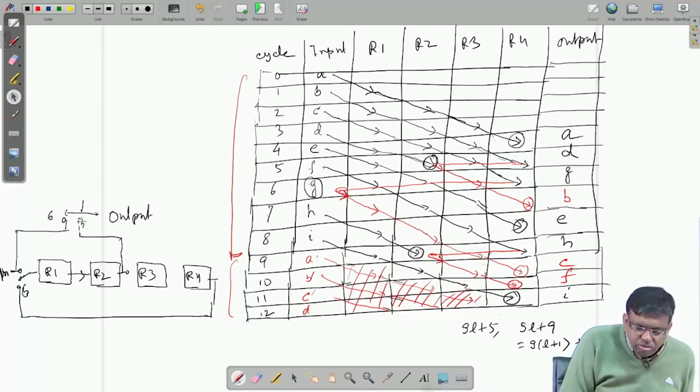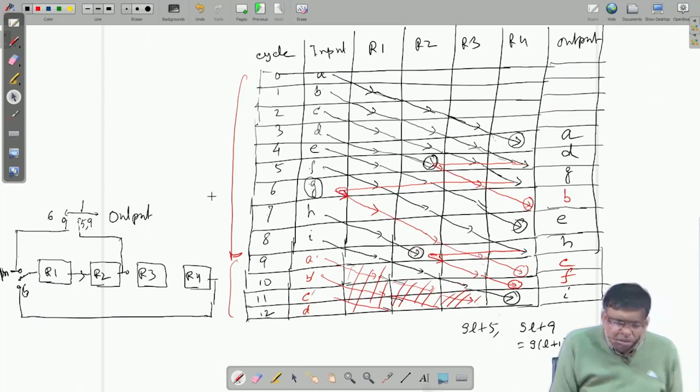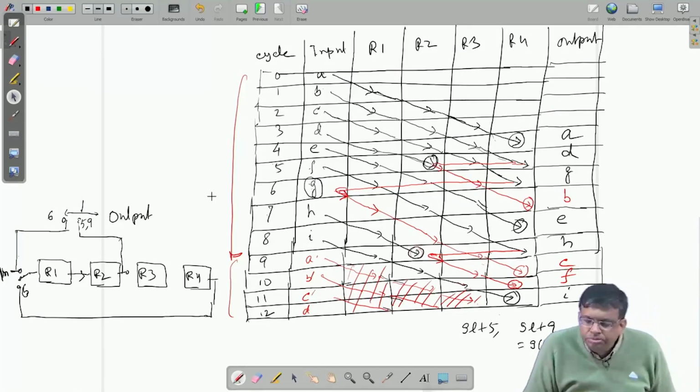I am writing it as 5 and 9. In K.K. Parhi's book, 9 will be 0, because he is following a modulo notation. So let me stick to my notation, 5 comma 9. All right, so that is from the R2 output.